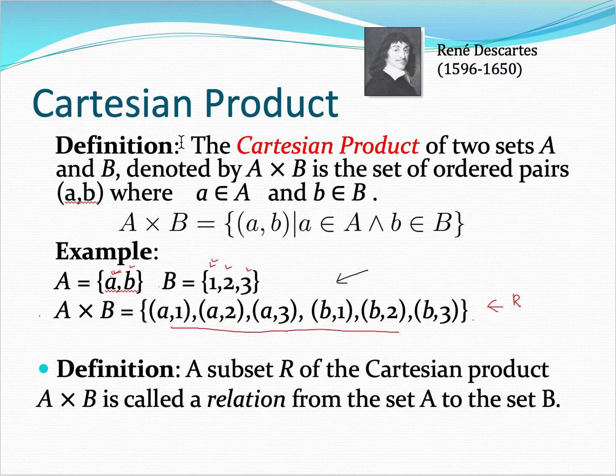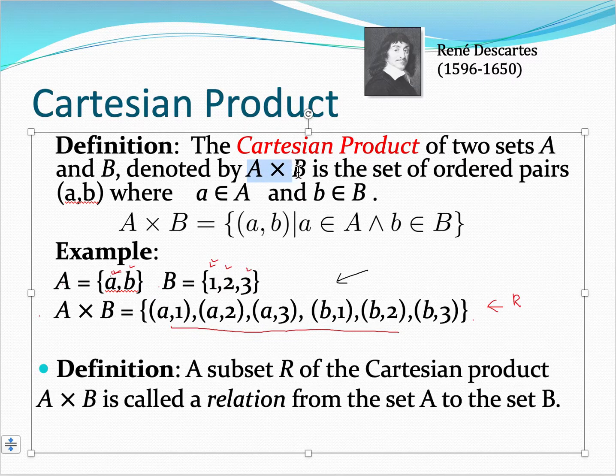Cartesian product. So the Cartesian product of two sets A and B is denoted A cross B, and this is the set of ordered pairs (a, b), where a is an element of A and b is an element of B. Hence, the Cartesian product A cross B is equal to the set of ordered pairs (a, b), where a is an element of A and b is an element of B.